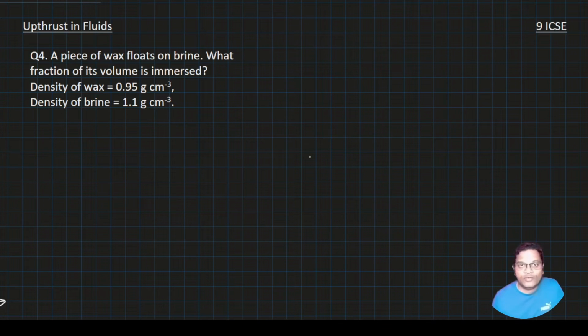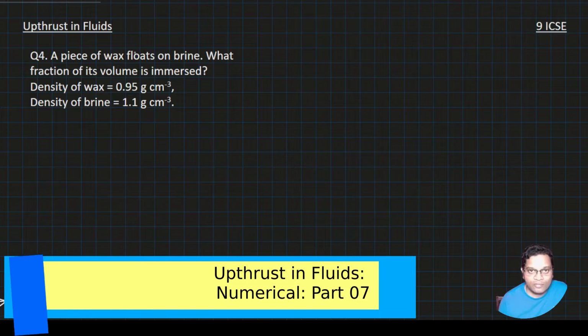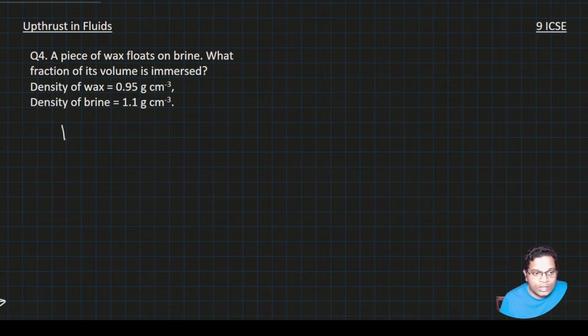So in continuation of the videos that we have been doing to solve these numericals, here is question number 4. In this question, they are asking what fraction of wax will be above brine. So again, we will apply the same logic: weight in air is equal to the upthrust when the body is floating.